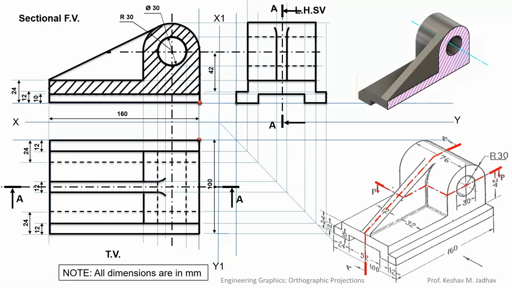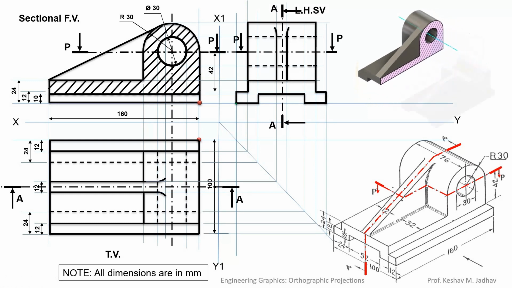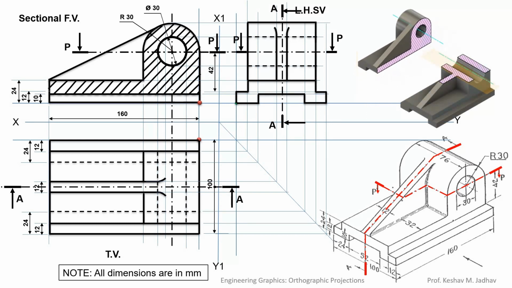Now, if you consider both cutting planes, that is cutting plane AA and cutting plane PP, then we have to show its sectional front view as well as sectional top view. As I explained earlier, we have to take the projections of this cutting plane PP from this point in the top view, and we can draw the sectional top view like this. This upper part of rib we have to erase, and there should not be hidden line in the hatching line.